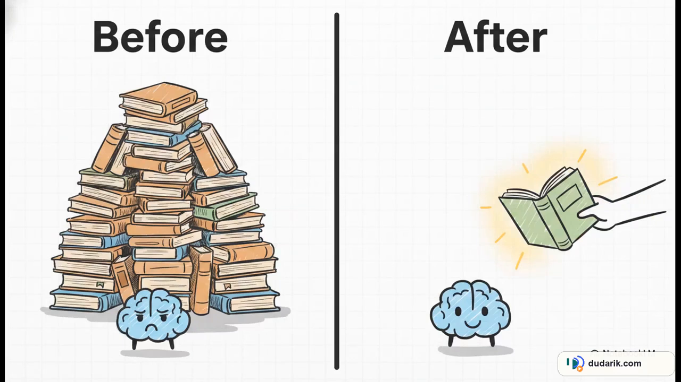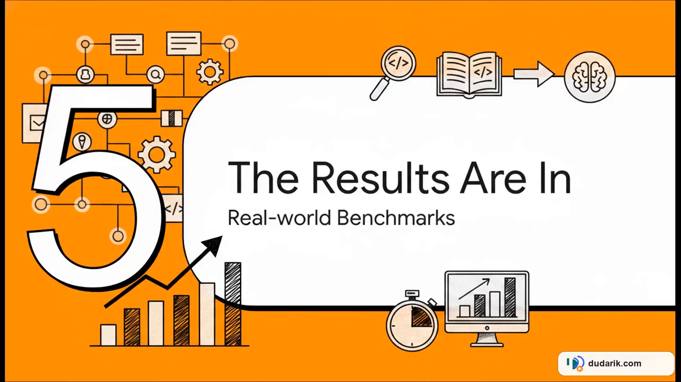To put it another way, it's the difference between forcing your AI to read an entire library for a one-line change versus just handing it the exact chapter it needs to read. It's just smarter. Now, that all sounds fantastic in theory, right? But does it actually work? Does it hold up? Let's get to the data and see the real-world benchmarks.